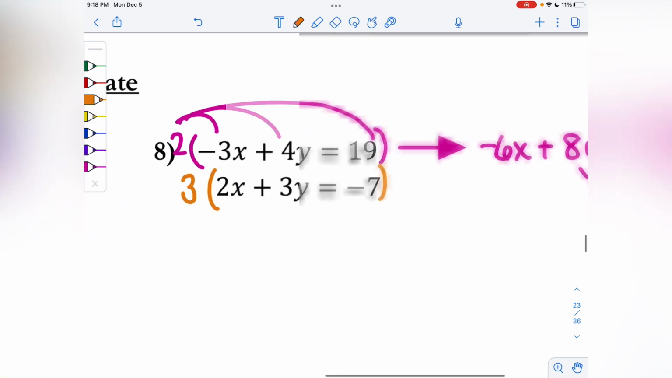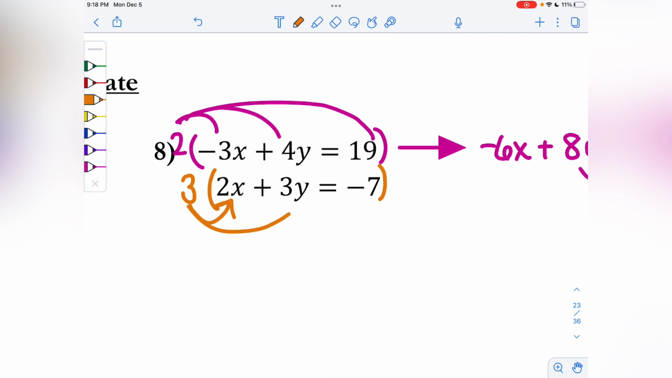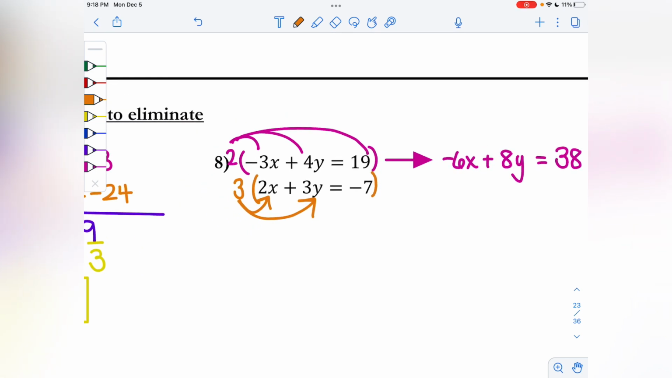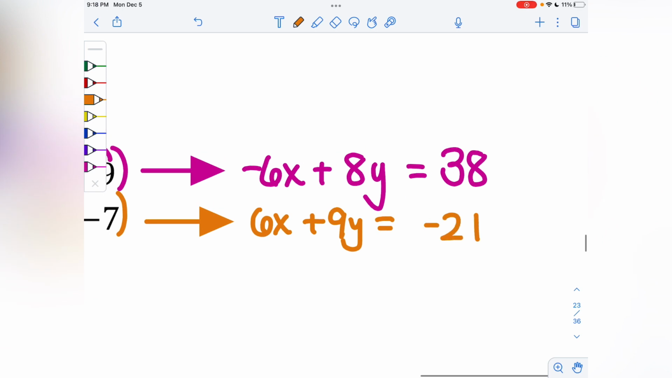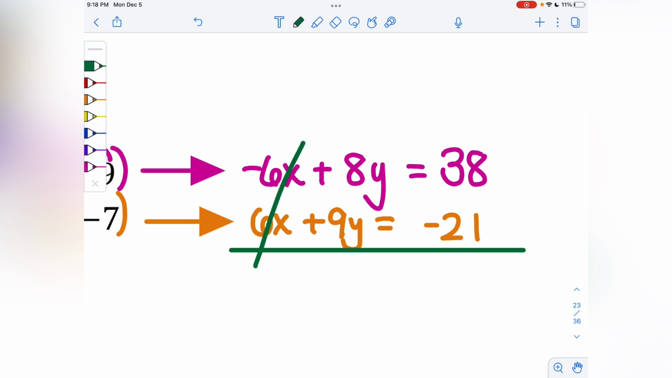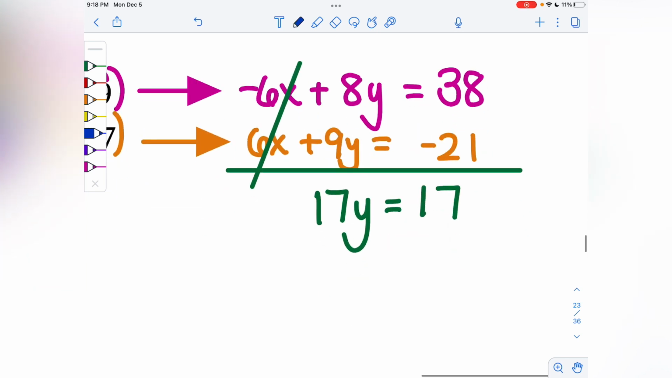For the bottom equation, 2 times 3 gives me positive 6x plus 9y equals 3 times -7, which is -21. So I'm going to combine these equations together and something should eliminate. The 6's cancel. I get 17y equals 17. And let's divide over 17, so y equals 1.